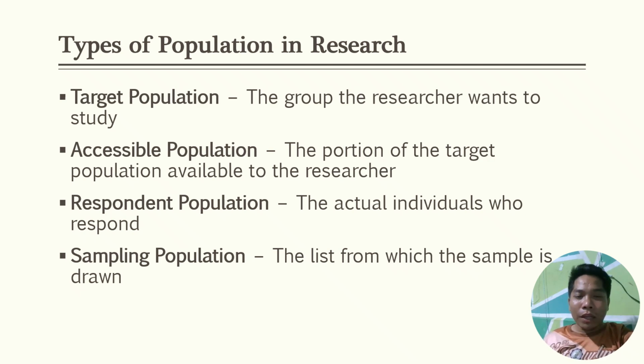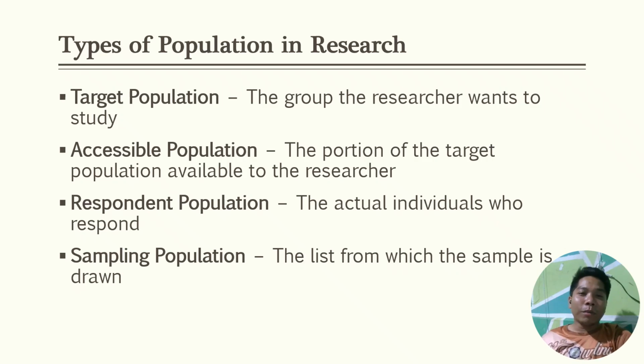So we will have to gather our data within this accessible population. This is actually still part of the target population, but those who are reachable. So the portion of the target population that is available to the researchers. They are near to you. You can spend just a short amount of resources to gather information about them.